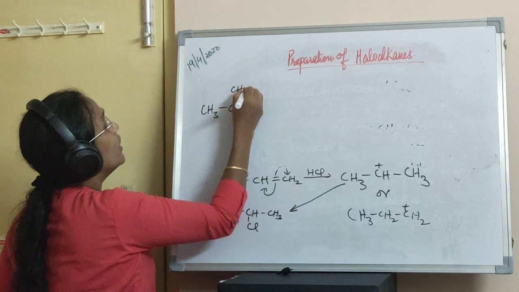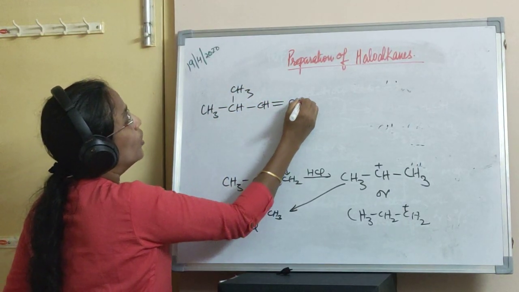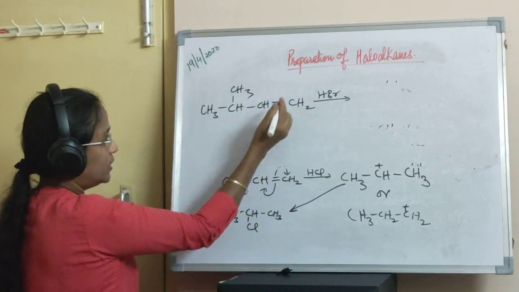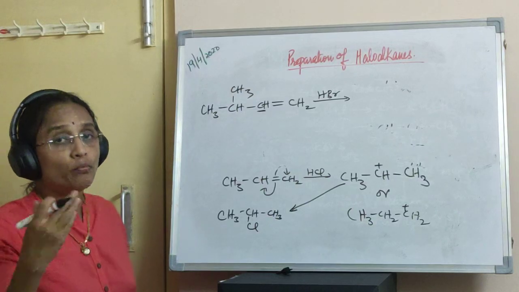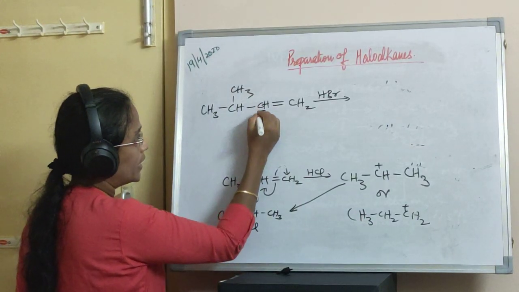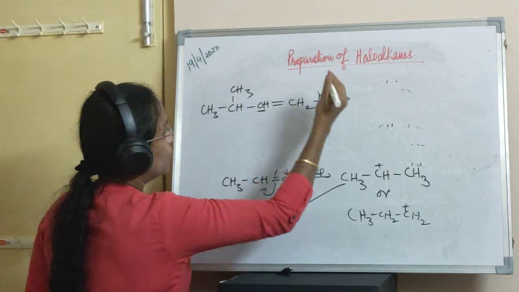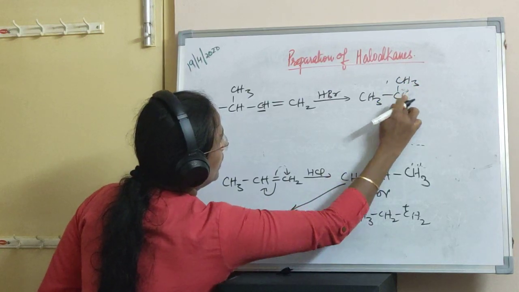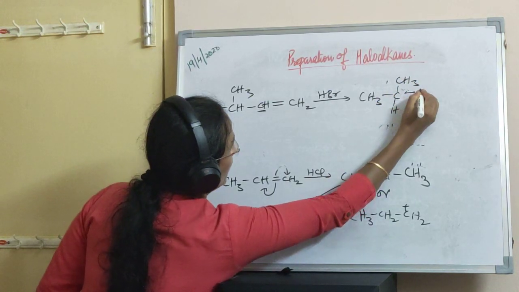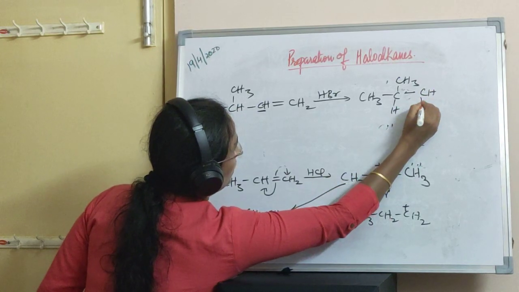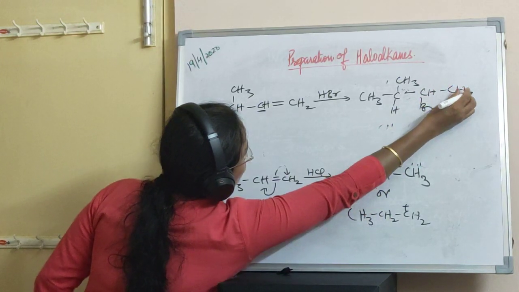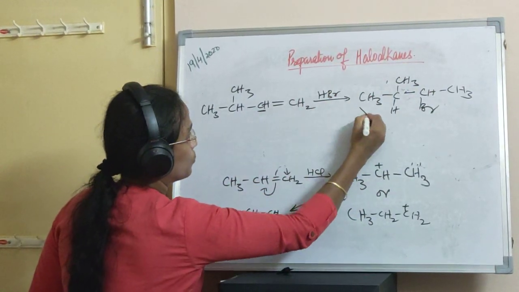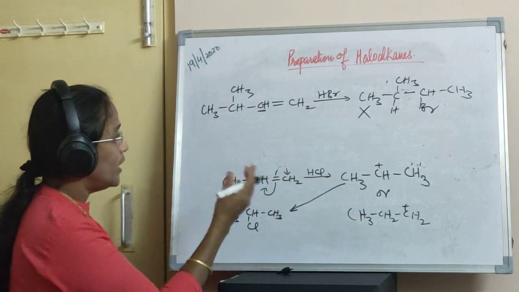CH3CH, CH3CH double bond CH2. To this, if I add HBr, dear children, it's very easy. When you see this particular carbon atom, according to Markovnikov's rule, this particular carbon atom is having less number of hydrogen atoms. So we can say CH3CH, CH3, and write H like this, and then CHBr, CH3. My dear children, this product which is formed, as per Markovnikov's rule, is wrong.